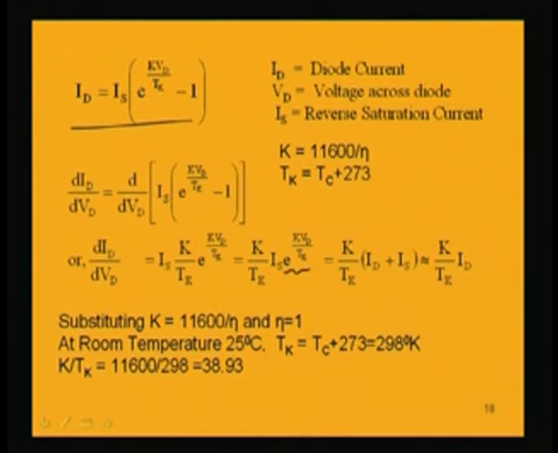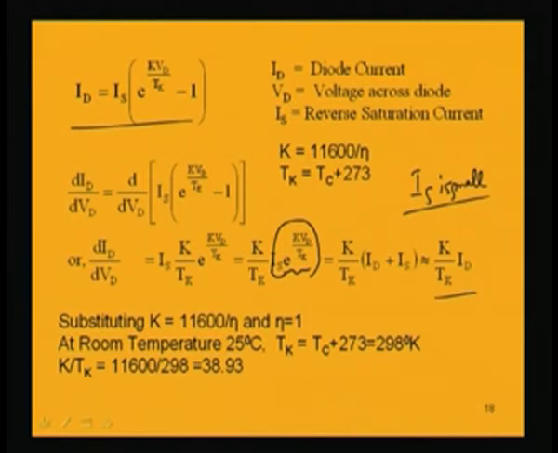Now, if we consider this equation, this e to the power kVd by Tk is nothing but Id plus Is. If we transfer this Is to the left, Id plus Is will be Is into e to the power kVd by Tk. So, this whole term Is into e to the power kVd by Tk can be represented by Id plus Is, and that is almost equal to K by Tk into Id, since Is is very small. So, as Is is very small, we can approximately write this equation.